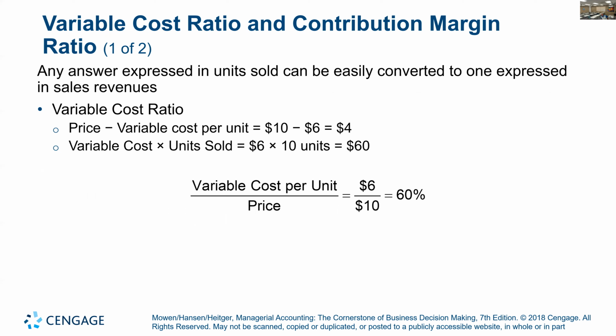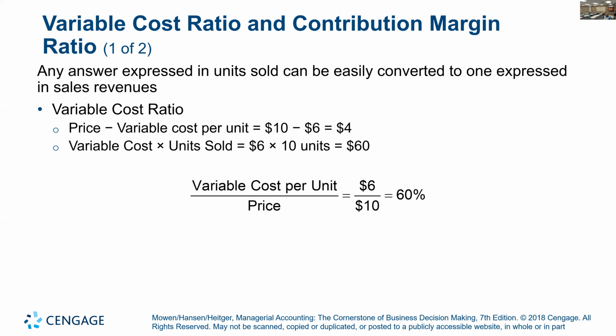Okay, there's a variable cost ratio and a contribution margin ratio. These are all related to the selling price. When we sell at a price, it's going to be either variable cost or it's going to be contribution margin. It is going to take up 100% of the price. So here we have where we sold something for $10. The variable cost per unit was 6, which made our contribution margin per unit 4.